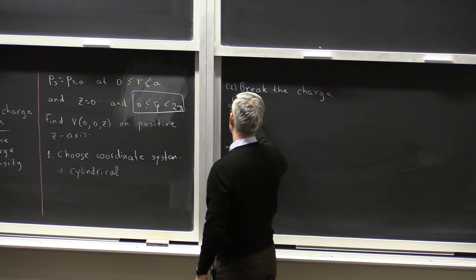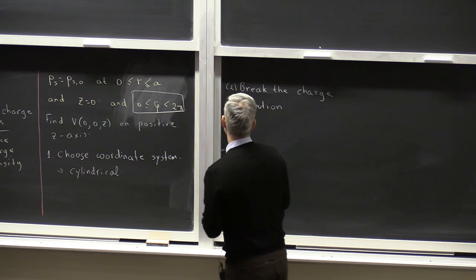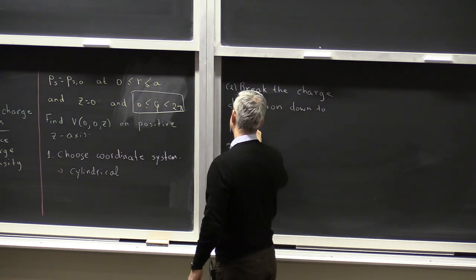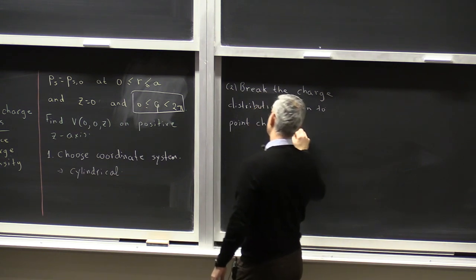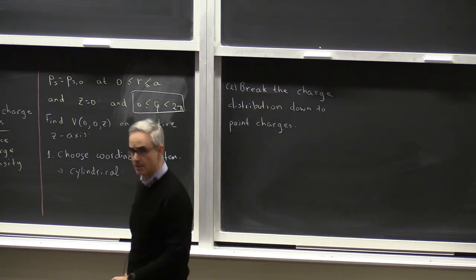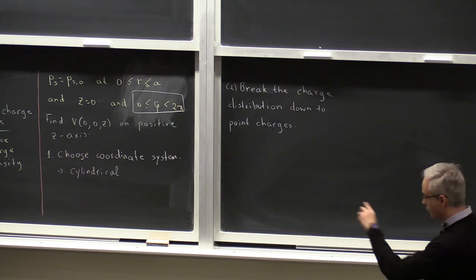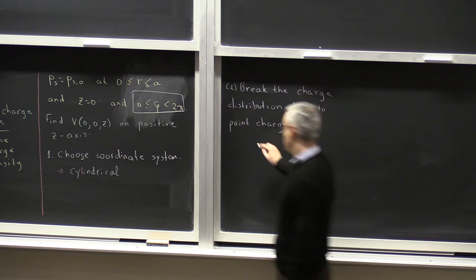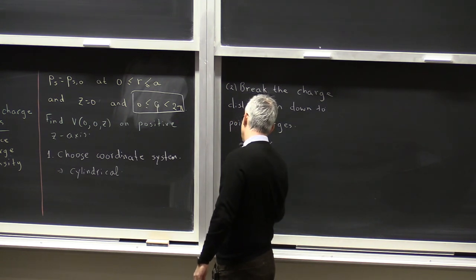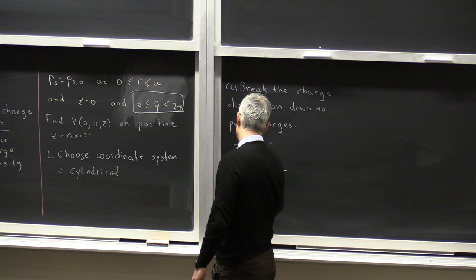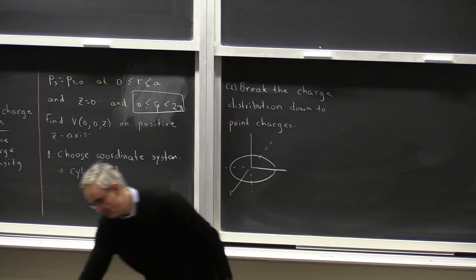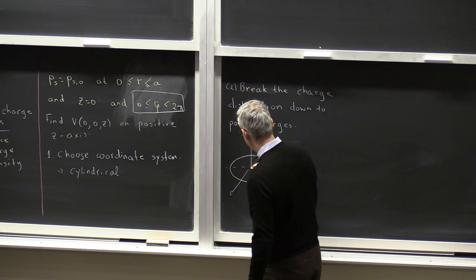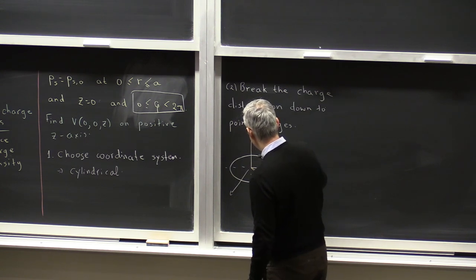So the second part is to break down the distribution into point charges. So I will draw two diagrams. And by the way, your book has a similar example for Coulomb's law. So the steps up to a point will be exactly the same. So if we want to break this down to point charges, I will go on the disk and I will define a differentially small surface area that is defined like this.